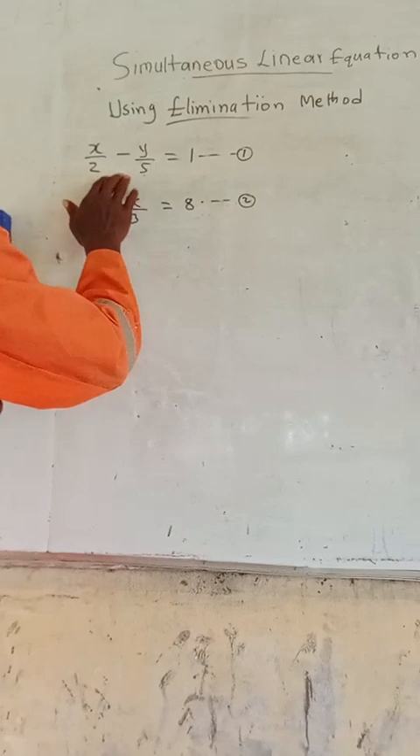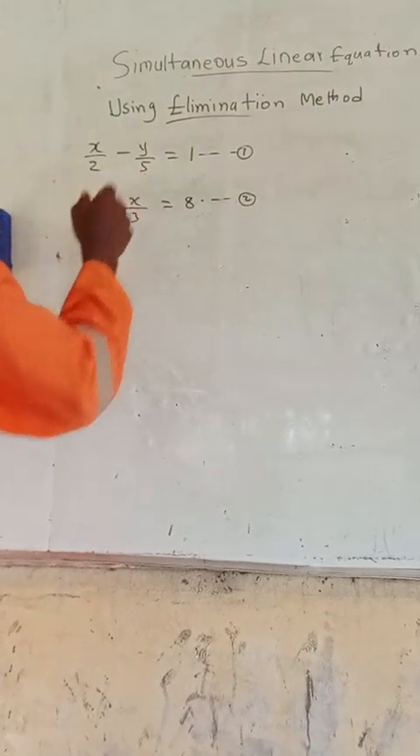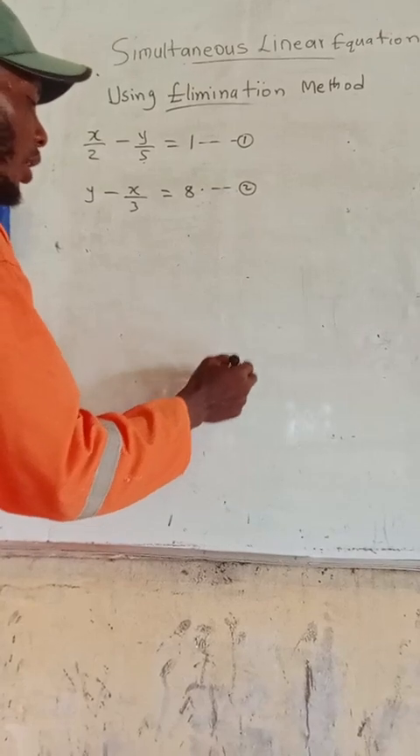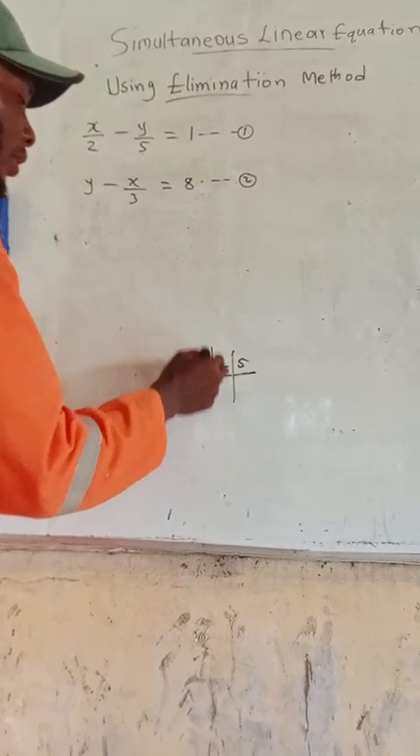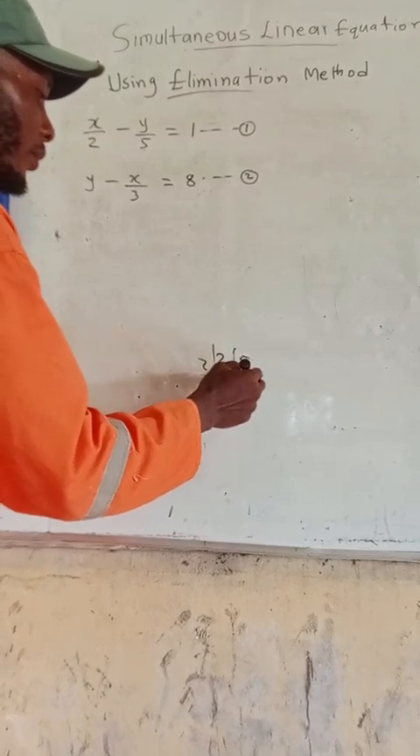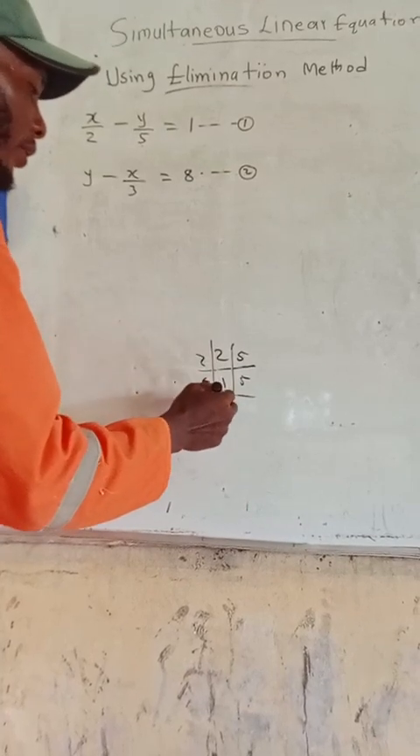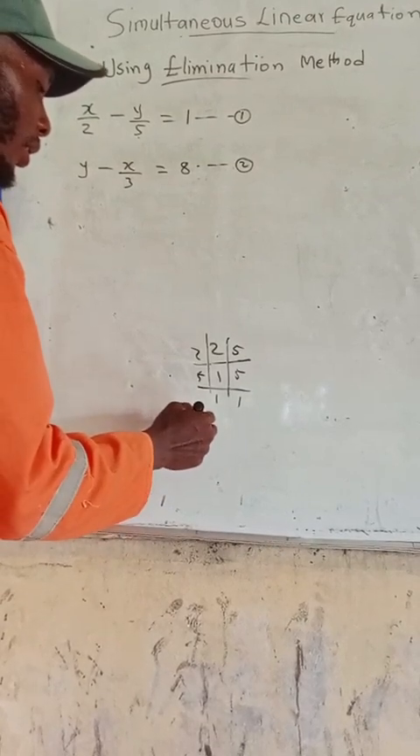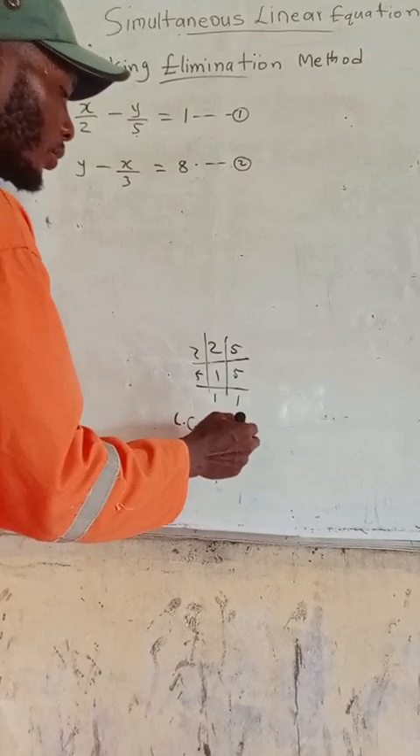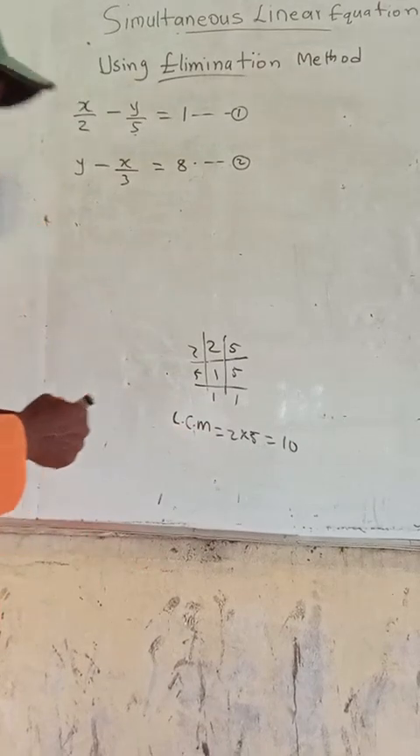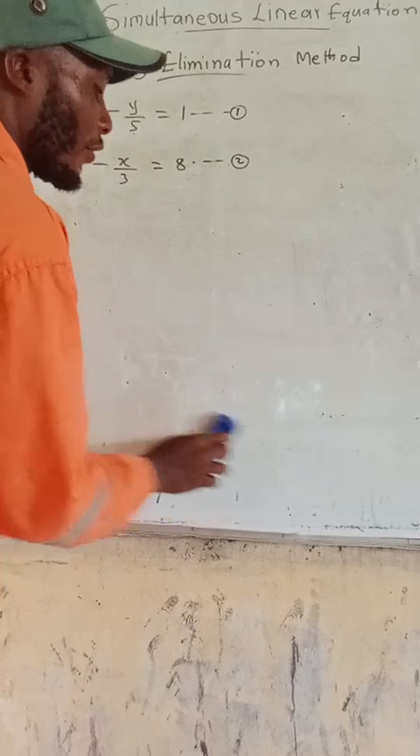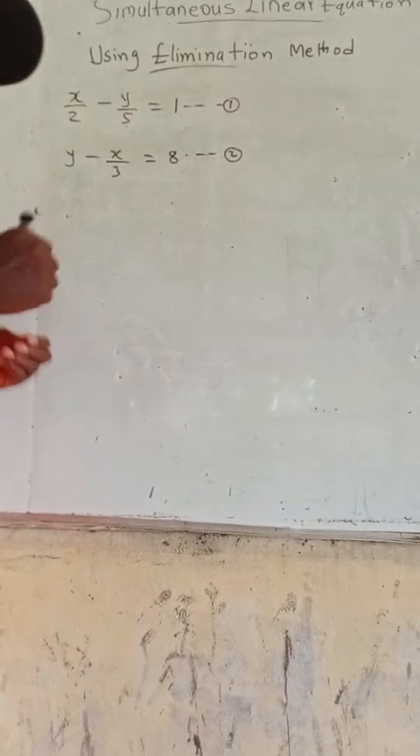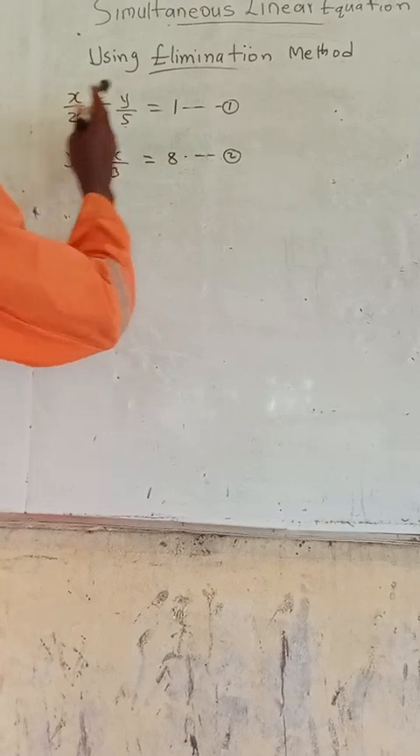So in equation 1, we have 2 and we have 5, so we find the LCM of 2 and 5. If 2 goes there, it's 1, 5 goes 1 and 1. So the LCM is 2 times 5, which is 10. So the LCM of 2 and 5 is 10. Now, when you get the LCM of the denominators, use the LCM to multiply both sides of the equation.